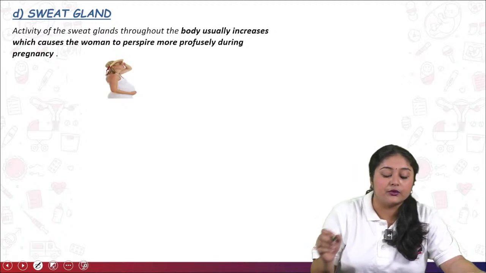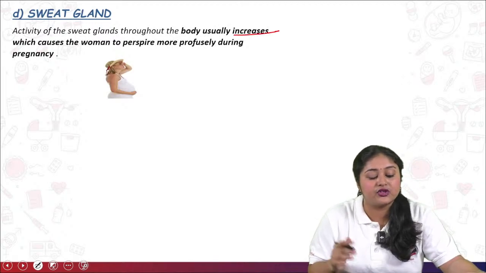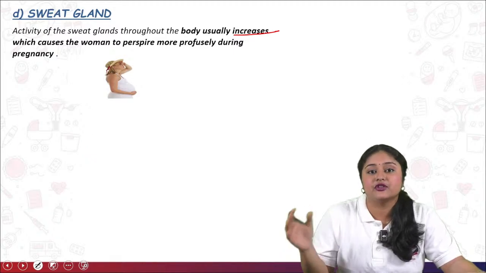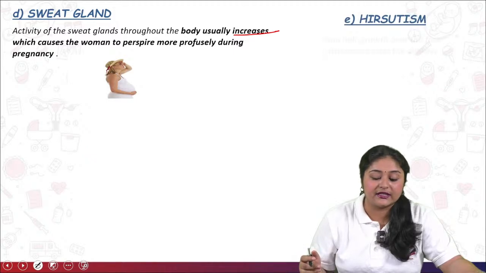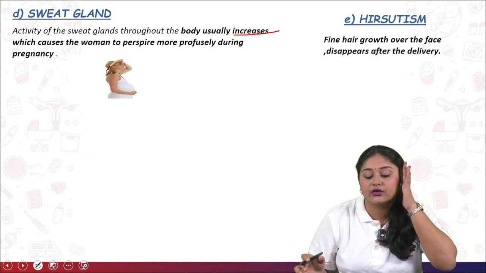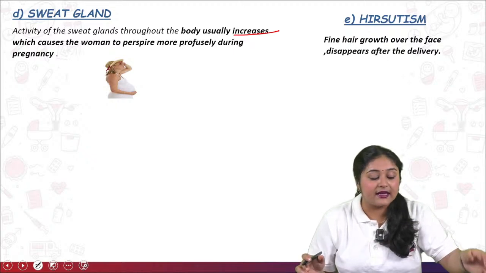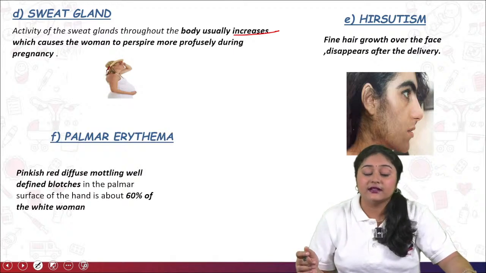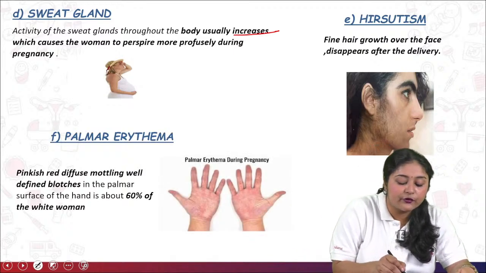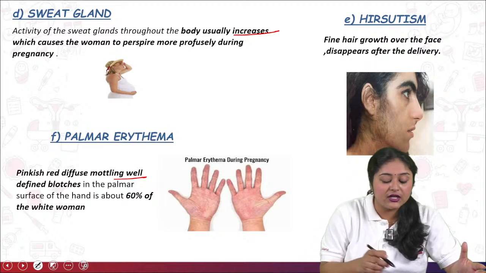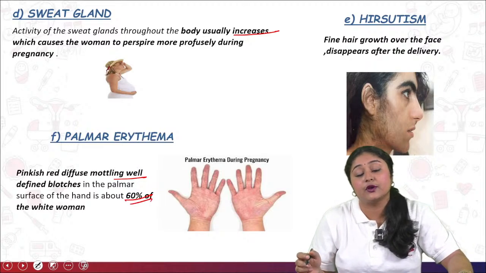Now come to the sweat glands. Sweat glands throughout the body start increasing, which causes women to perspire during the pregnancy journey. So after doing some work, they start having breathing difficulties. Now come to hirsutism. This is fine, excessive hair growth you can see on the face, and after the delivery it will disappear. Now come to palmar erythema. It's a pinkish diffuse mottling with well defined blotches you can see on the palm, especially seen in 60% of white women.